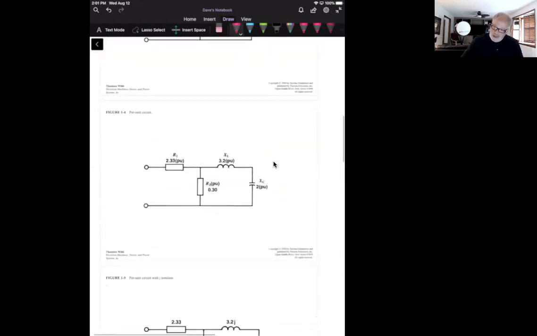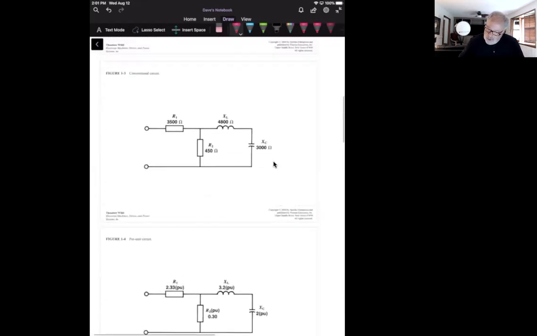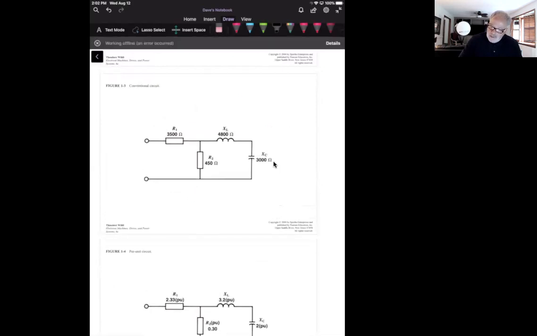The first thing that he shows us here is in figure 1.3. And in 1.3, we've got a series parallel circuit. On this circuit, we have a 3,500 ohm resistor, a 4,800 ohm inductor, a 3,000 ohm capacitor, and here's another resistor given a value of 450 ohms. Of course, these are impedances that we're dealing with.